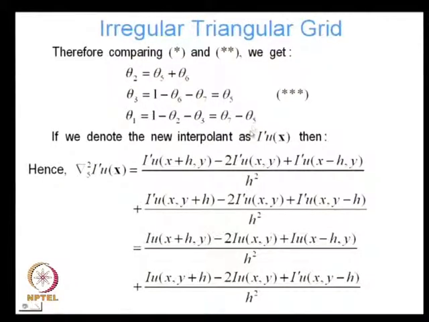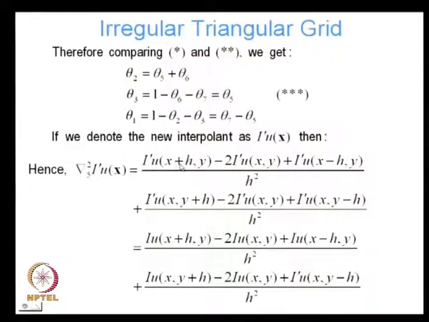So, now if I denote the new interpolant as I prime u of x, then the Laplacian of I prime u of x using our operator, which we have seen earlier, can be given like this. This we have seen before.